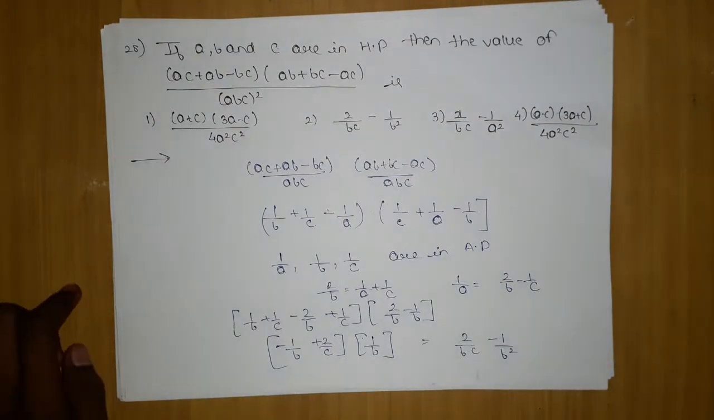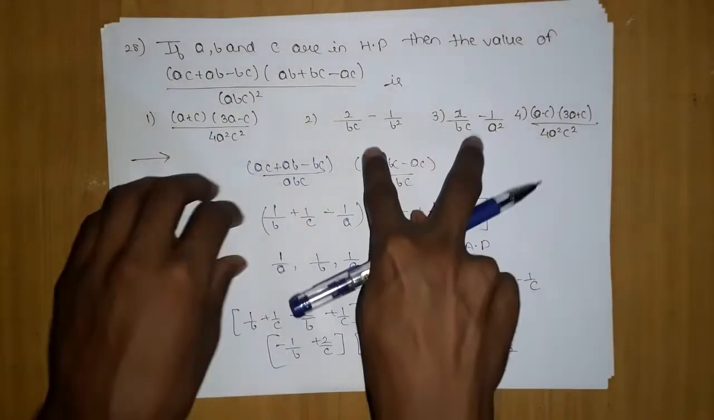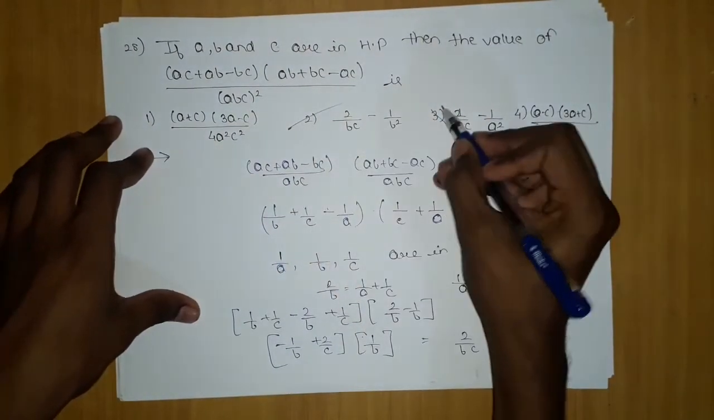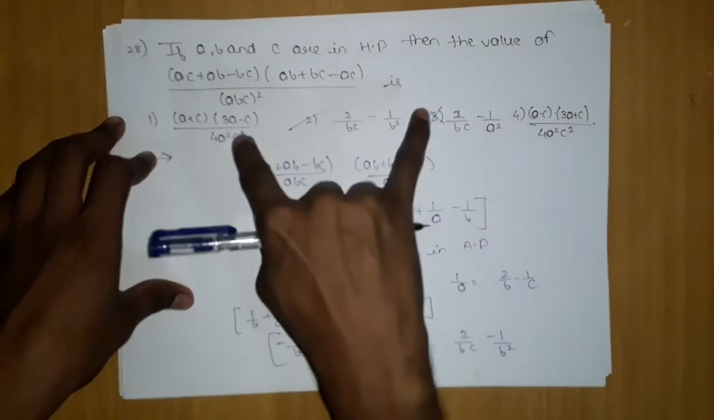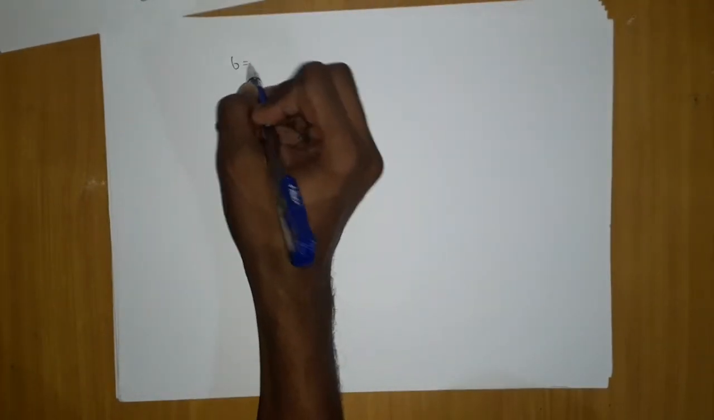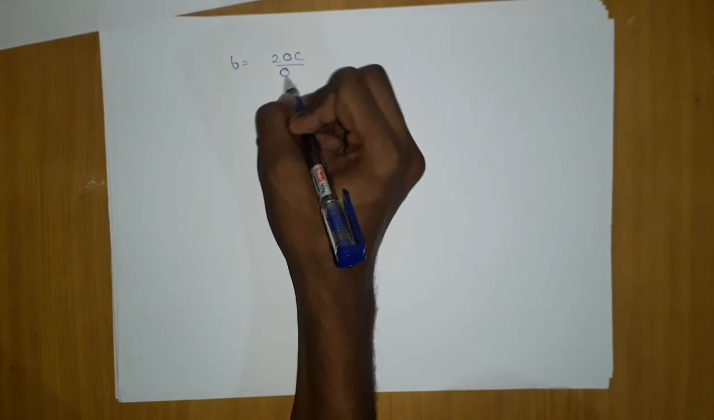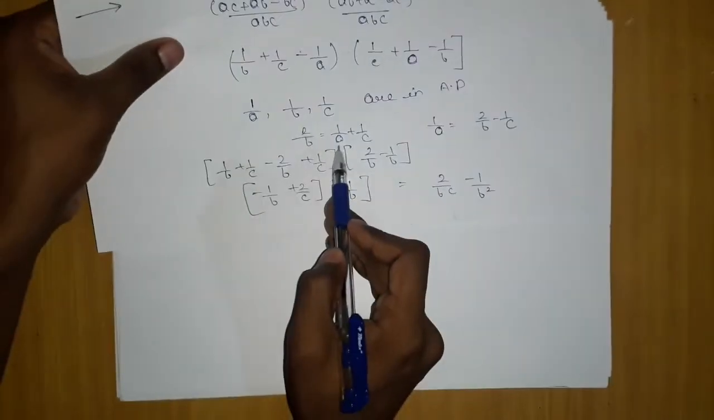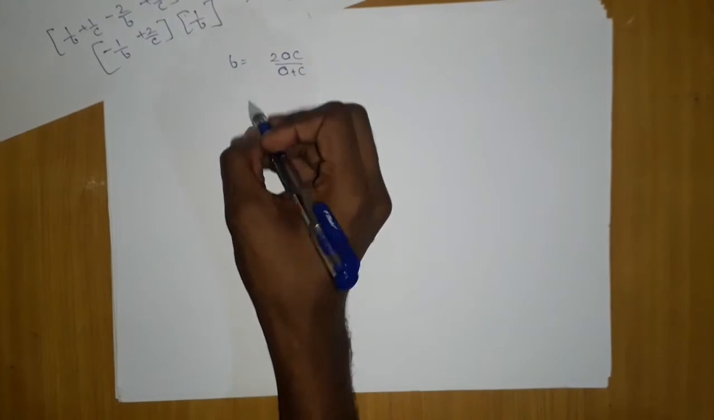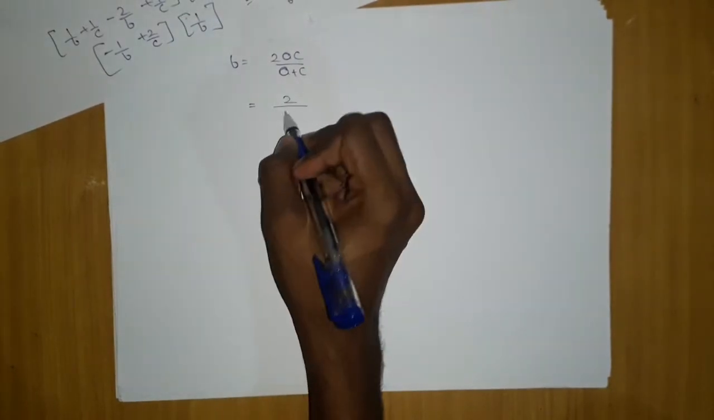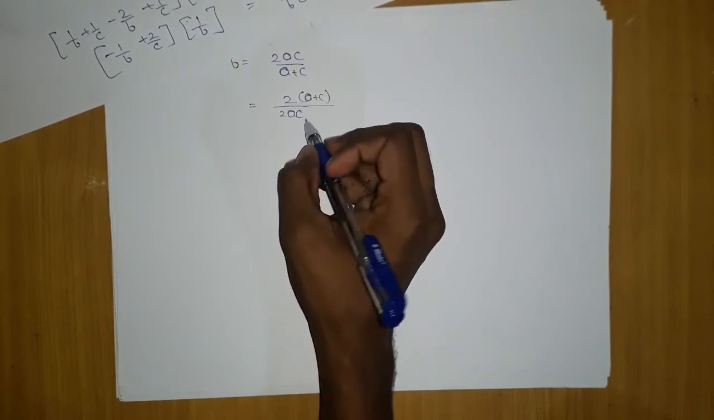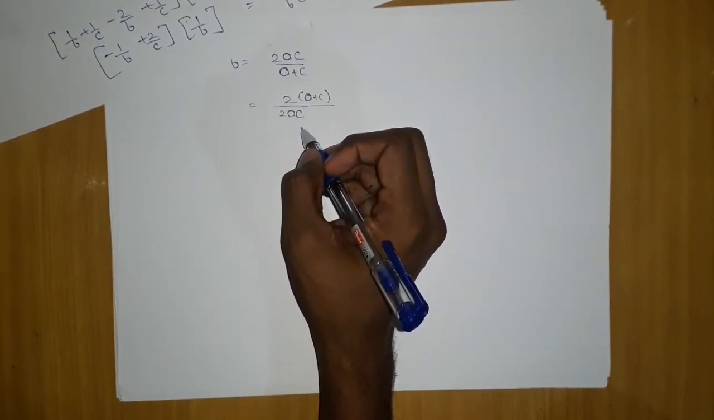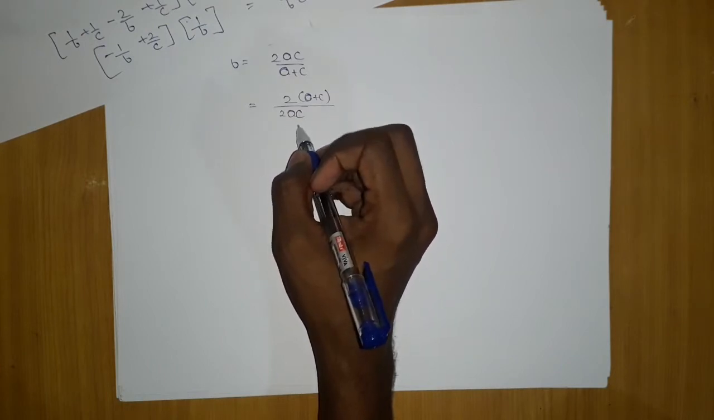Now I have to check for the next option, but these two options I have checked. This one is correct, so this one will automatically be wrong. After this we have to check, but how can we check? Here there is no B term, so I have to eliminate the B term to get this. From HP I know that B will be nothing but 2AC upon A plus C. How it came? You can just modify this equation and get the B value. Now I will substitute here 2 upon 2AC over A plus C.